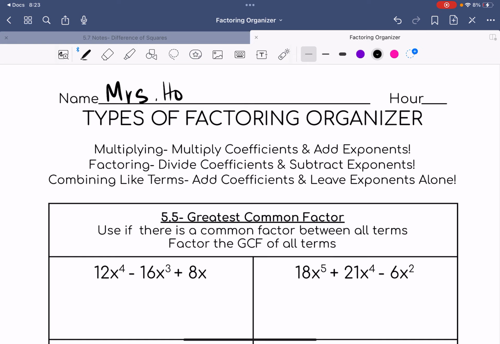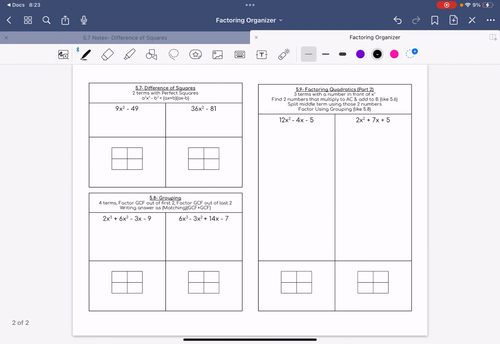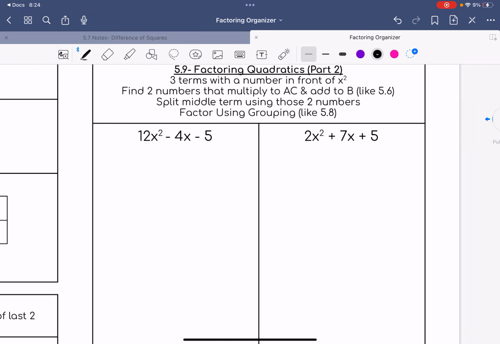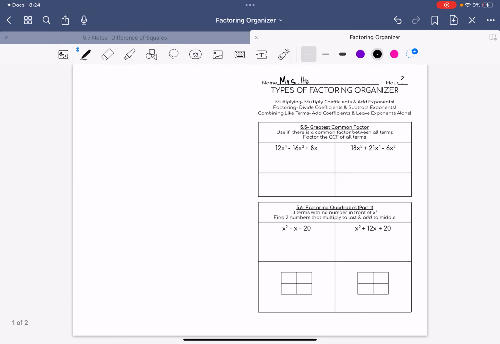This is going to be a review of every method of factoring that we have learned at 5.5, 5.6, I gotta go to the next page, 5.7, 8, and 9. So we have learned how to factor so many different ways that we want to make sure that you guys can see it all in one way, compare when you use them, and compare how they are similar, how they're different, things like that.